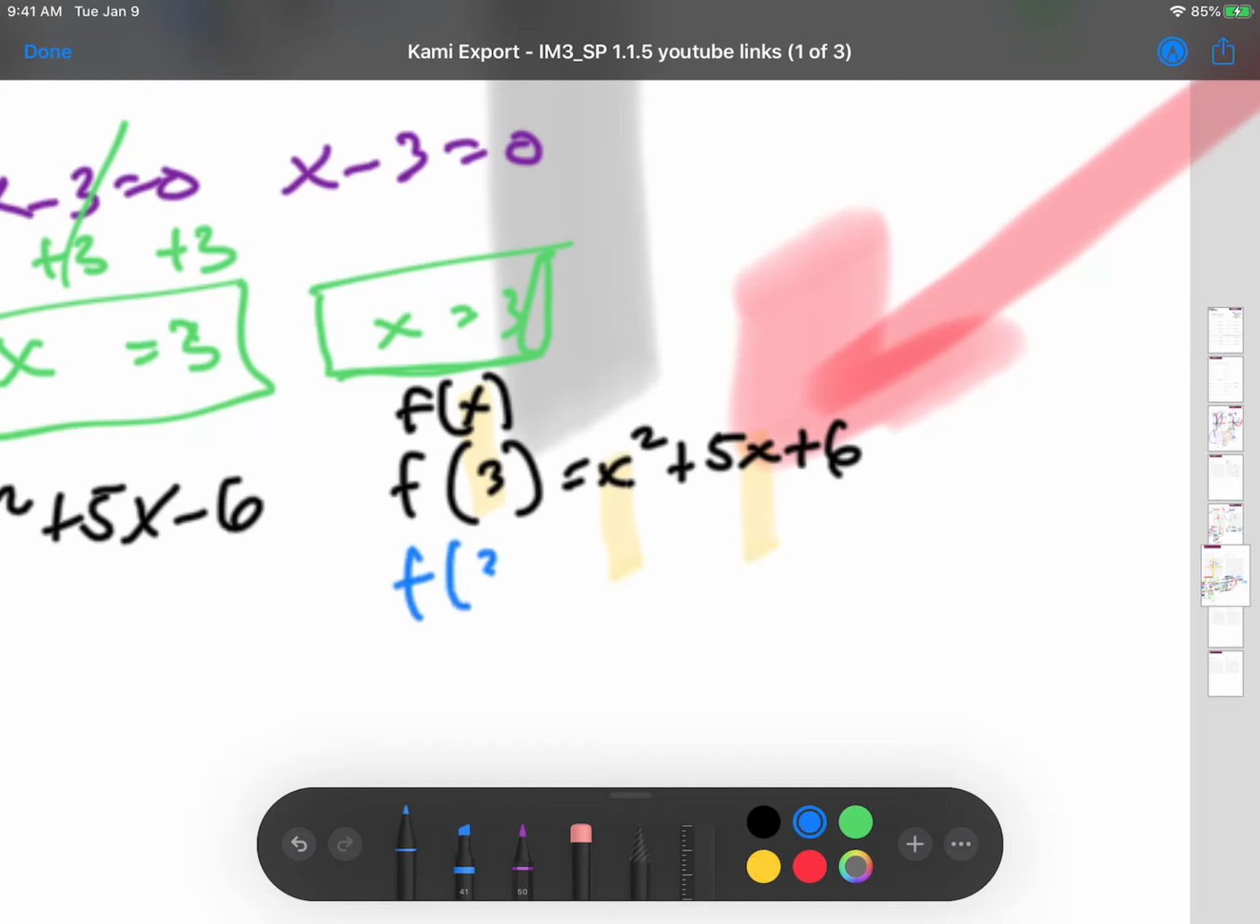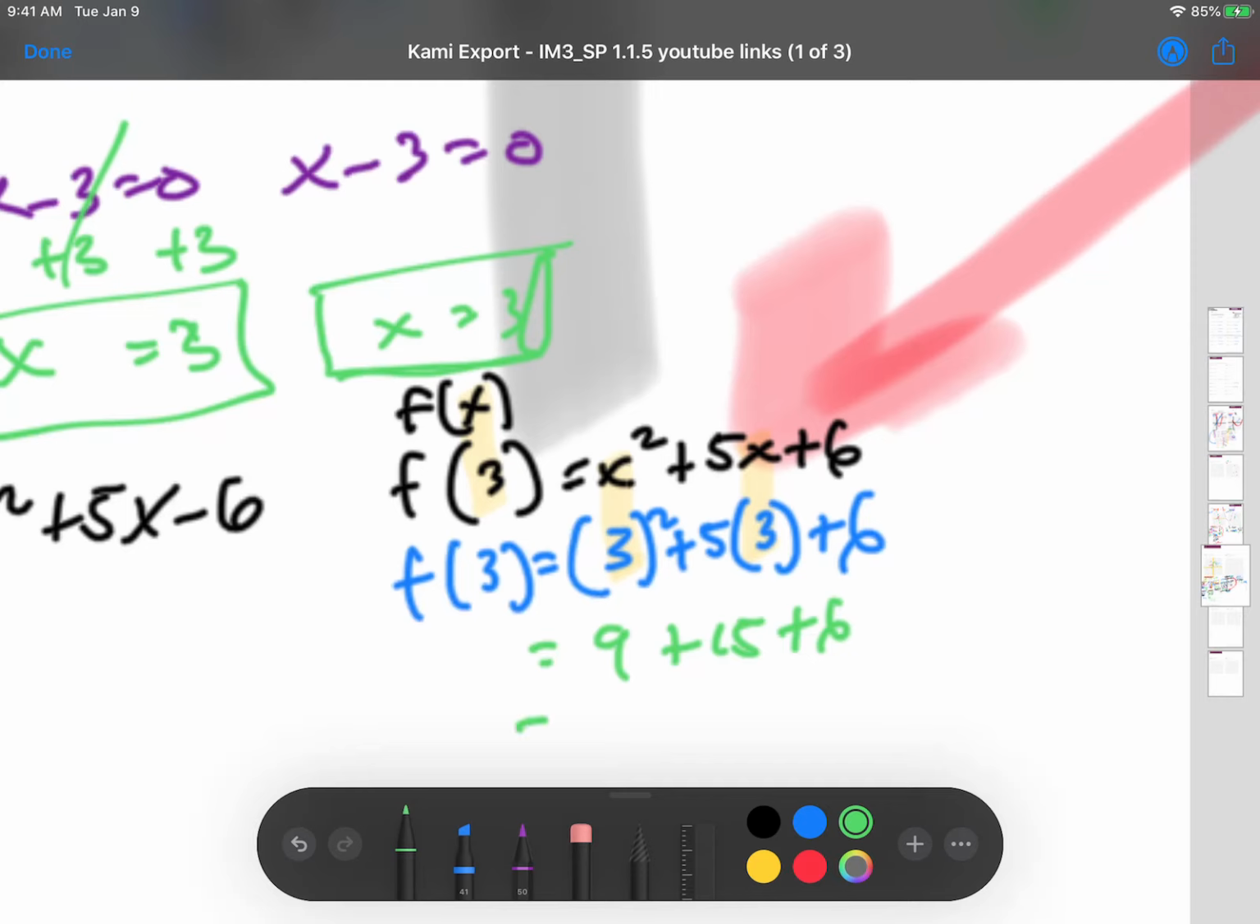So you have f(3) equals 3 squared plus 5 times 3 plus 6. You can just simplify this. That's 9 plus 15 plus 6. This gives you 24. This gives me 30. Okay.